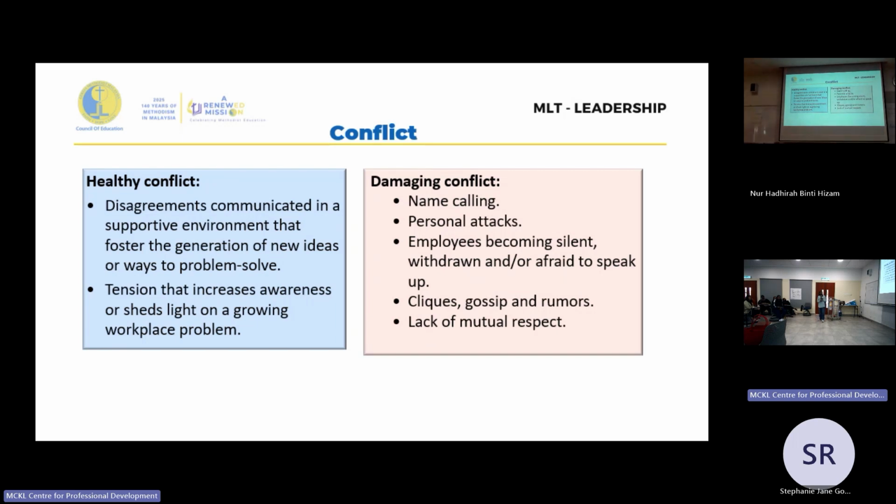Not good. Personal attack. Give me an example of personal attack. Have you encountered personal attack? Professional. Regular. Okay, good. Anybody from your previous organization? Personal attack? No personal attack? All of you are very good. Give me an example of personal attack.